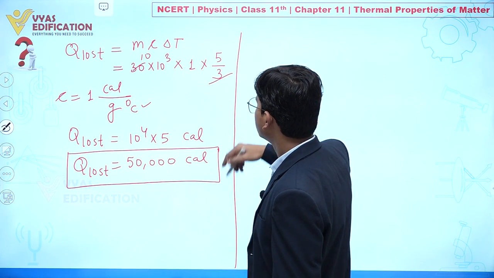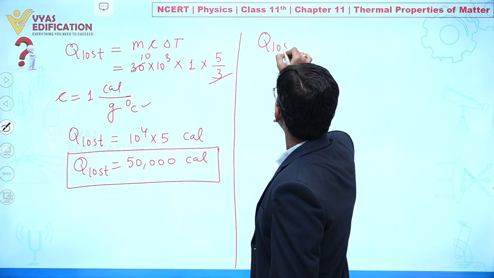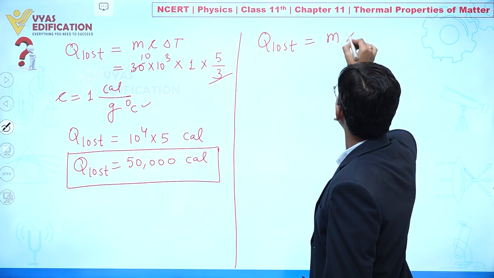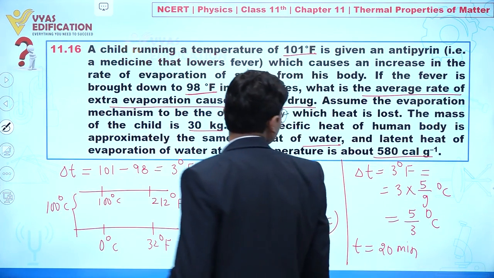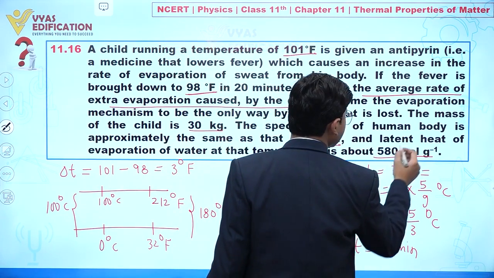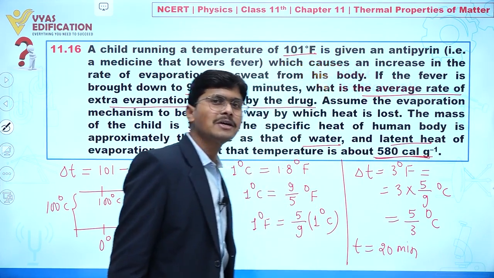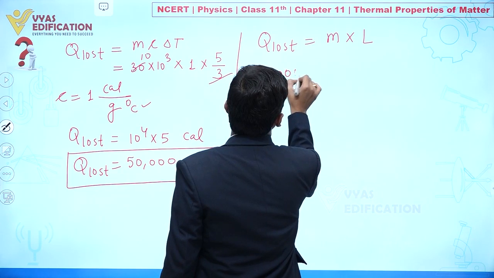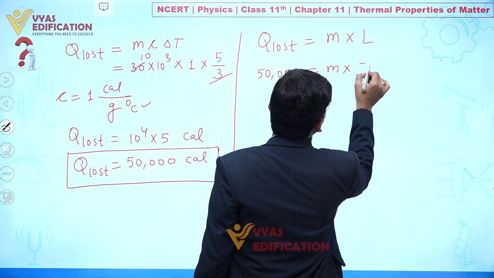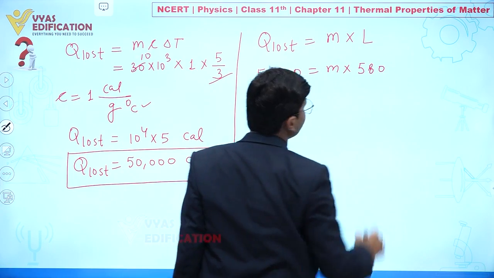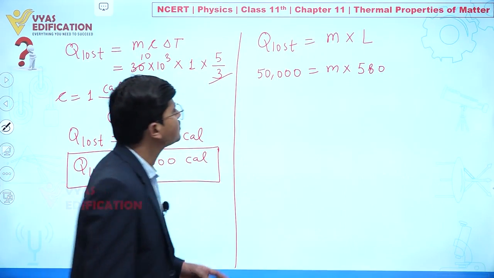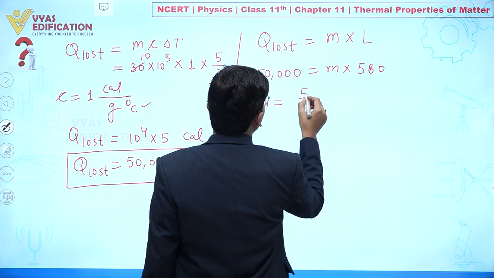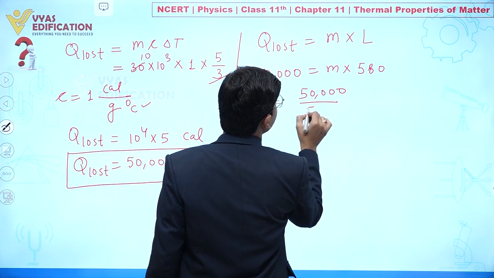So can we write like this: Q lost should be equal to mass of evaporation multiplied with latent heat, and this latent heat of evaporation is given as 580 calorie per gram, clear? So from here we can say 50,000 equals mass multiplied by 580, and 580 is calorie per gram, so this value again comes in calorie. So from here you can find the mass m, which is 50,000 divided by 580, clear?